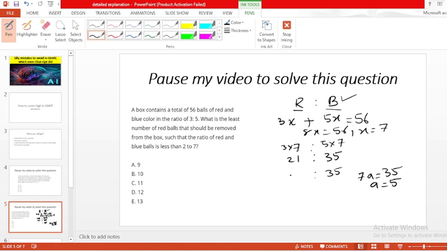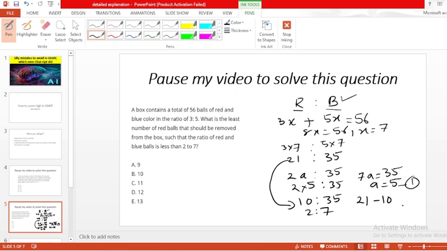So this is twice of A. Okay, so 2 into A is 5 is to 35. So we get 10 is to 35. Now you check the ratio: if you divide both by 5, you get 2 is to 7. Okay, so to get the final answer, what we will do is commit a mistake here, which ChatGPT also did. 21 minus 10, meaning initially the red balls were 21, now it is 10. So the final answer, we will mistakenly take it as 11 or mark that option as correct.